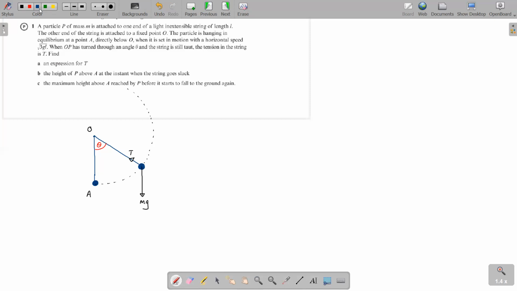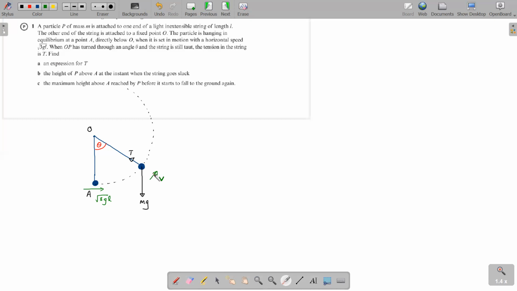Let's mark the speeds as well. They say the particle is hanging in equilibrium when it is set in motion with a horizontal speed root 3gL. So at the starting point, the speed is root 3gL. At this general point, let's mark the speed as V because we do not know the speed.